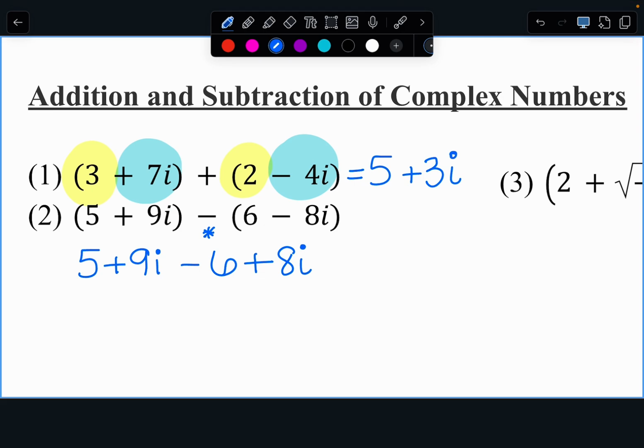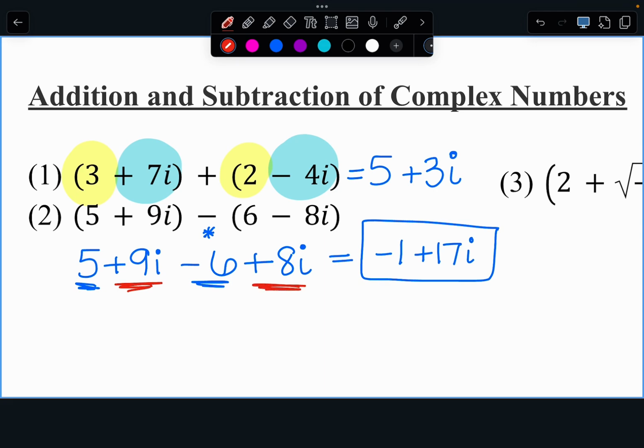Now, go ahead and see if you can do that. You change the signs for the pieces that are after. Five and negative 6 makes a negative 1. 9i and 8i make 17i.